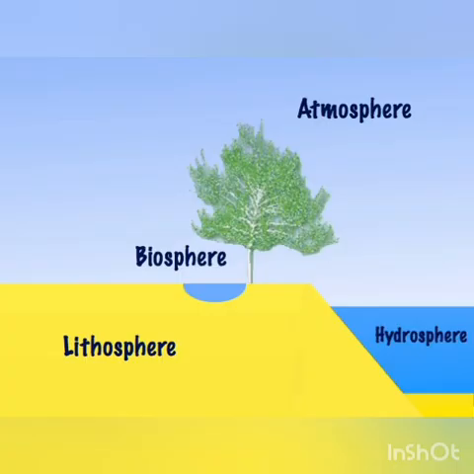So these are the four main domains of the earth: the lithosphere, which is the landmass; hydrosphere, the water bodies present on the earth; atmosphere, the air we breathe, the air around the earth; and biosphere, where life exists, which is possible due to these three domains: land, water and air. Now let us understand these domains in detail.